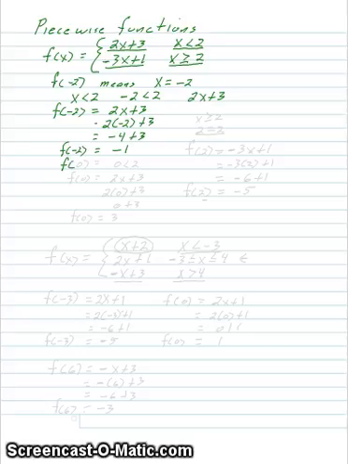f of 0. 0 is less than 2, so for f of 0, we're going to use the 2x plus 3 expression again. Substitute the 0, 0 plus 3, so f of 0 is equal to 3.